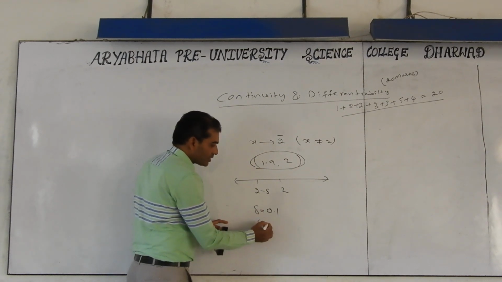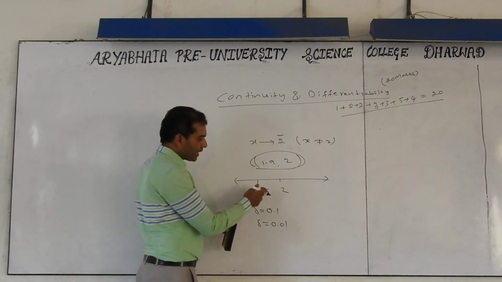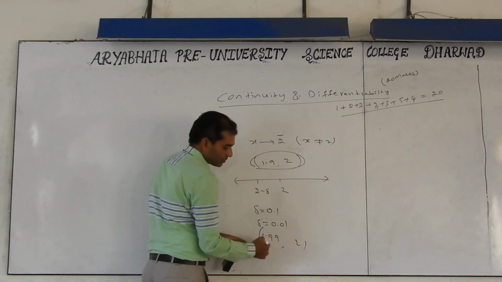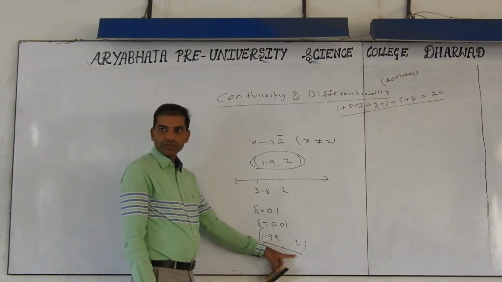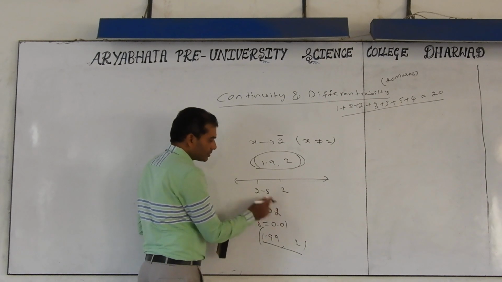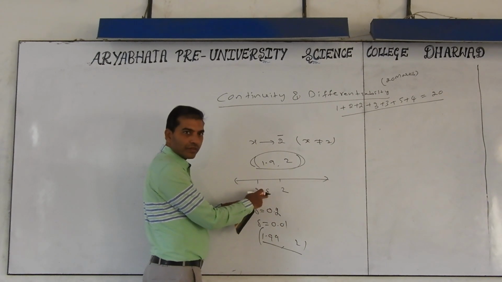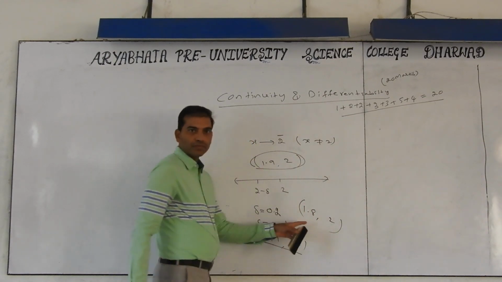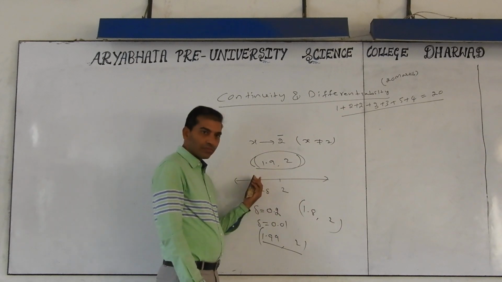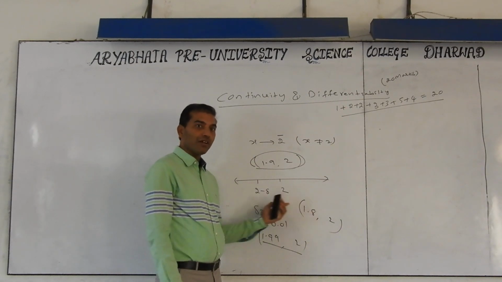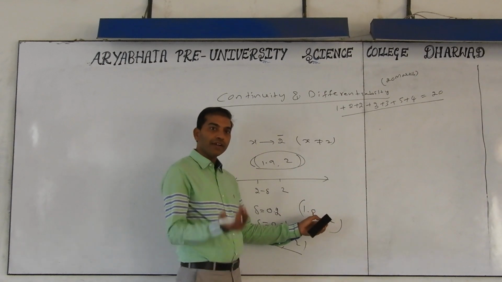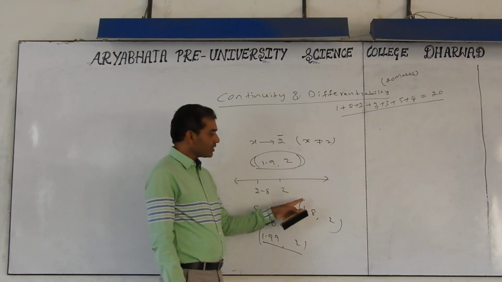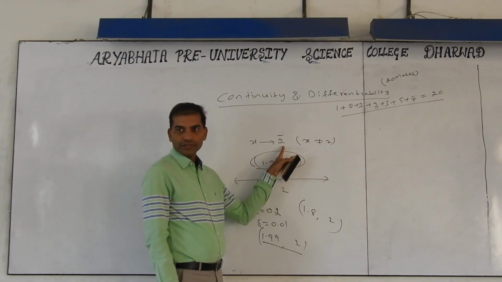If you take delta equal to 0.01, then 2 minus 0.01 is 1.99. This is the left neighborhood of 2. If you take delta equal to 0.2, then 2 minus 0.2 is 1.8, and the left neighborhood is 1.8 to 2. Below 2, don't take 1 because 1 is very far. Very close to 2 and on the left side is called the left neighborhood of 2. It is denoted by x tends to 2 minus.